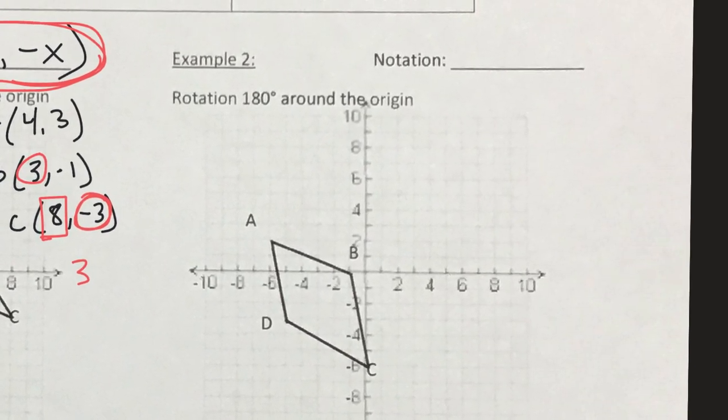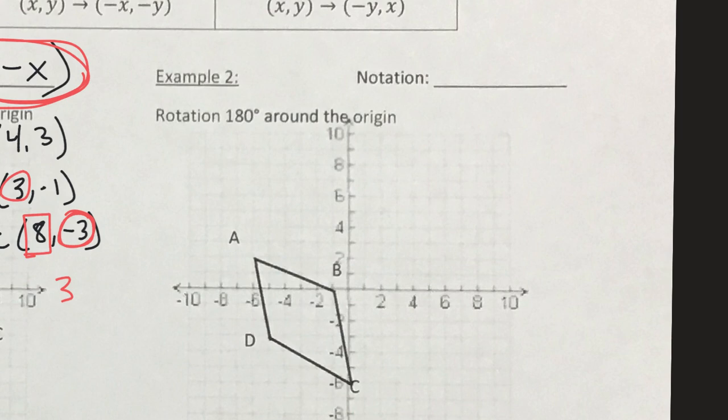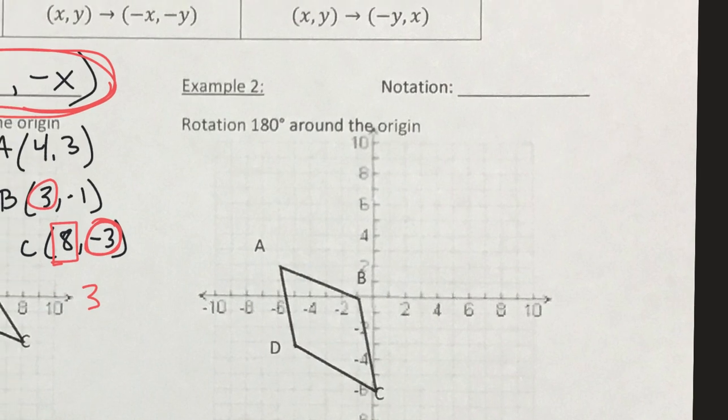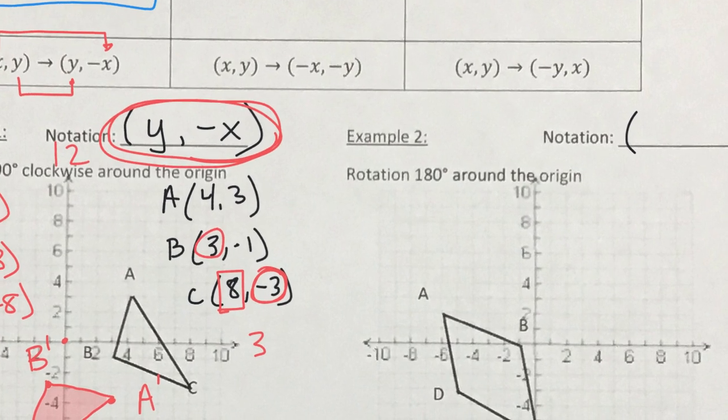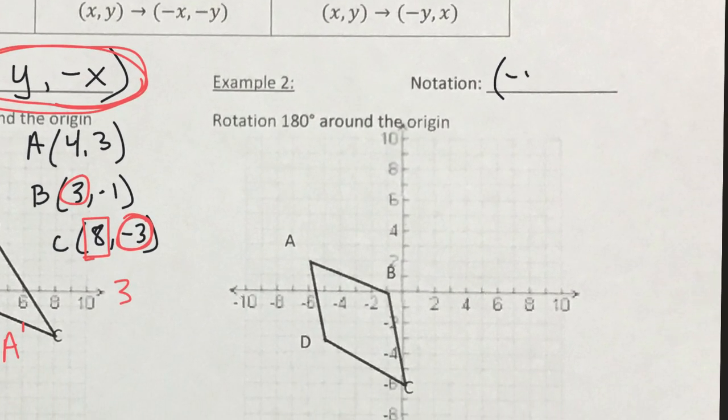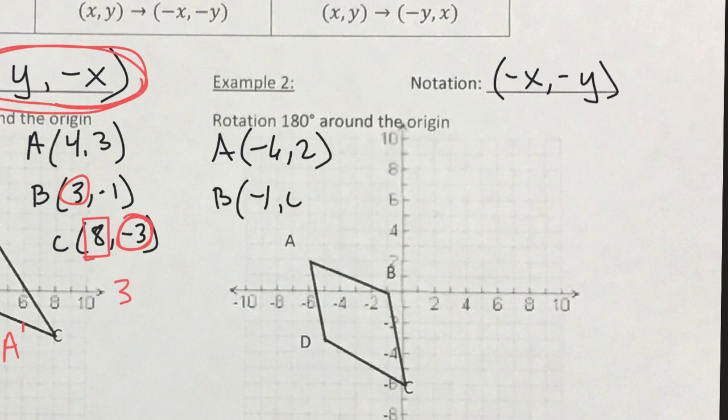Example 2 says a 180 rotation around the origin. So if we look at our notation for that, we switch your x's and your y's. Nope. We just make them both the negative of what they originally are. So whatever your x and your y values are, we make them negatives, and that does a 180 rotation. So now we have 4 points. A is at -6, 2. B is at -1, 0. C is at the point 0, -6, it looks like, and D is at the point -5, -3.